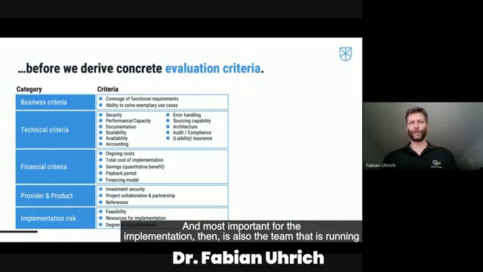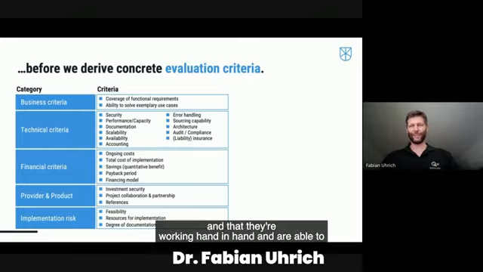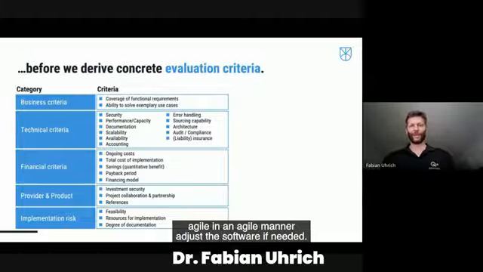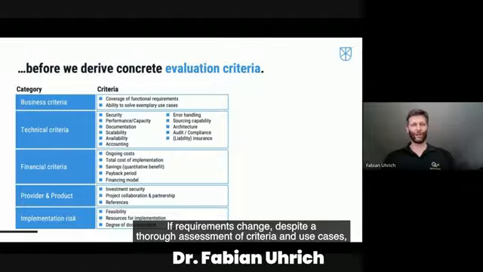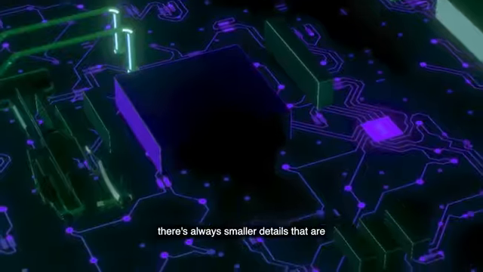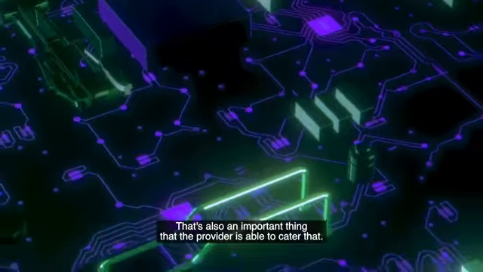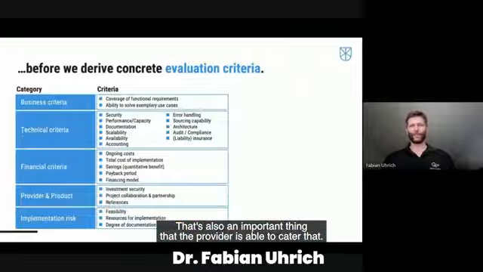And most important for the implementation then is also the team that is running the implementation on all ends, so to say, and that they're working hand in hand and are able to, in an agile manner, adjust the software if needed, if requirements change. Despite a thorough assessment of all criteria and use cases, there are always smaller details that are being adjusted throughout the implementation. That's also an important thing, that the provider is able to cater to that.